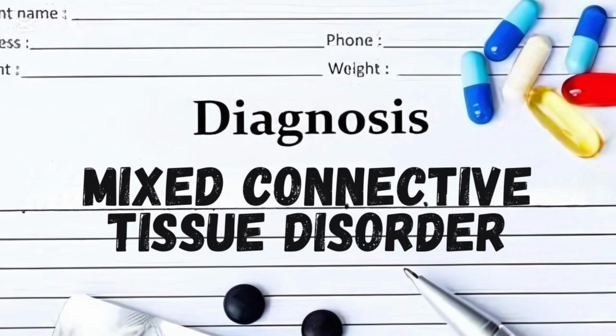Now, for specific treatment of pulmonary hypertension, we should think about phosphodiesterase inhibitors, endothelin receptor antagonists, for example bosentan, and prostacyclin analogs. For esophageal dysmotility, we should consider prokinetic drugs like domperidone or metoclopramide, and if there is acid reflux, then proton pump inhibitors will be the choice. So this is the brief summary about mixed connective tissue disorders.